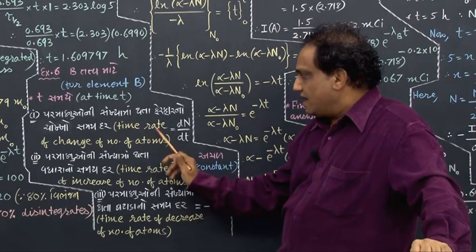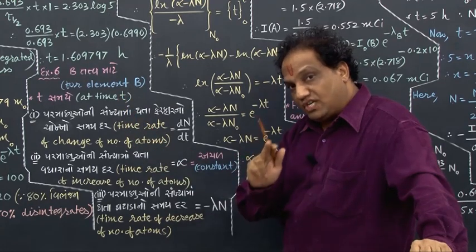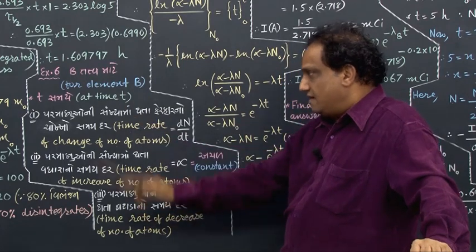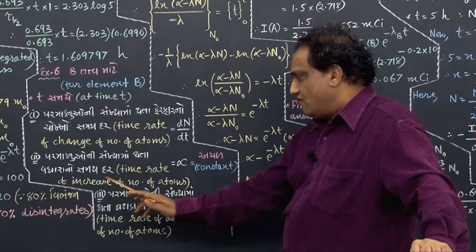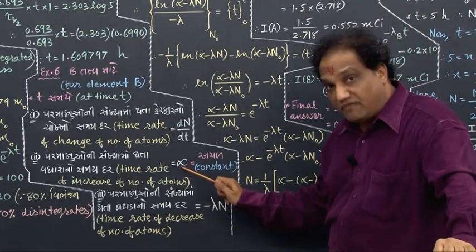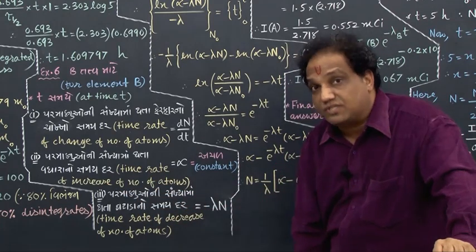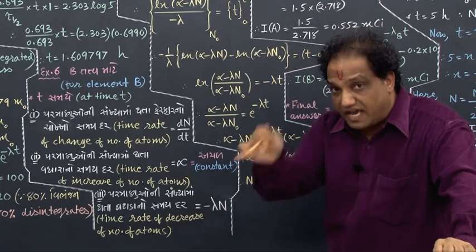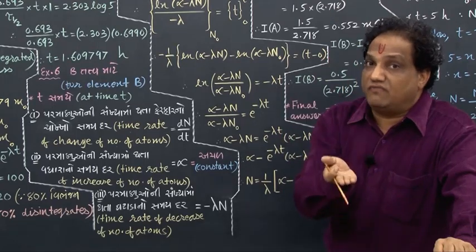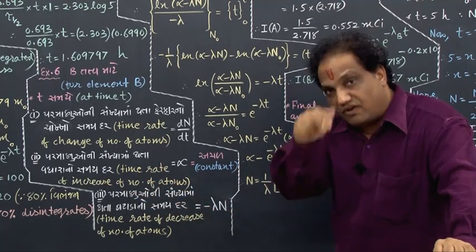For element B at time t, see some of the symbols, try to understand. Time rate of change of number of atoms in element B at time t, I am taking dN by dt. Now at the same time in element B only, time rate of increase of number of atoms, let it be alpha, because they have given the symbol alpha in the statement. And why am I writing time rate of increase of number of atoms? Because as the parent element decays, it gets transformed into daughter element. So as time passes on, the number of atoms in daughter element will go on increasing. That's why I am writing time rate of increase of number of atoms, which they have given as alpha.